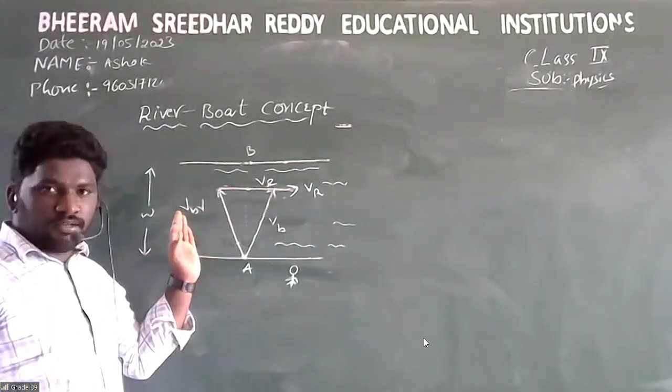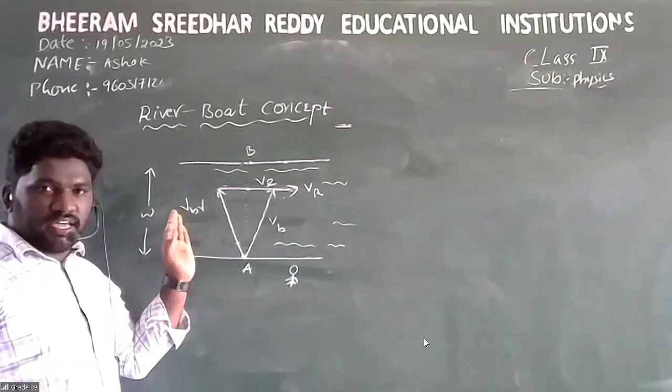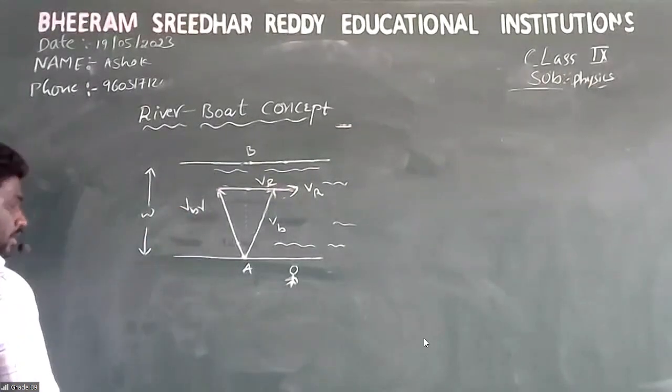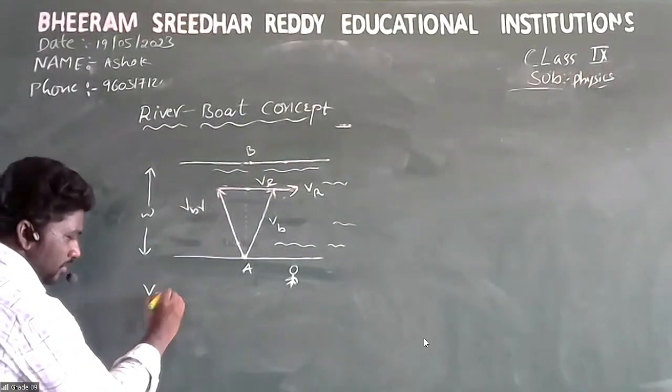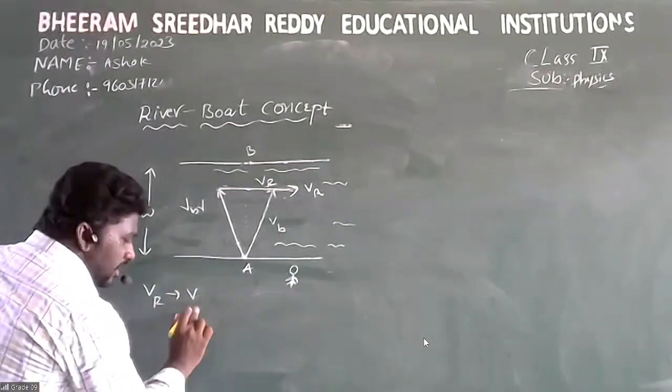Until now, do all of you understand the directions? Now, look at here. First one, VR. VR is the velocity of the river.